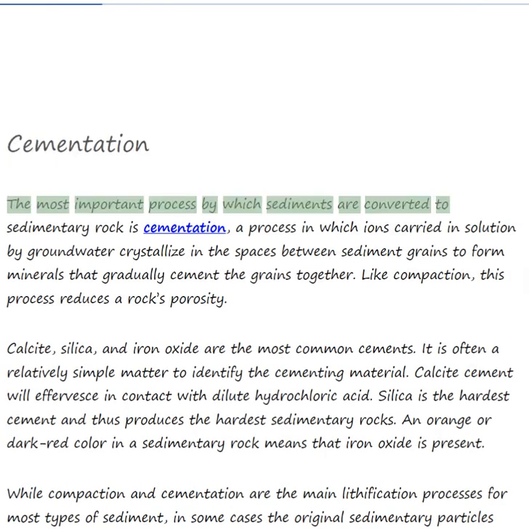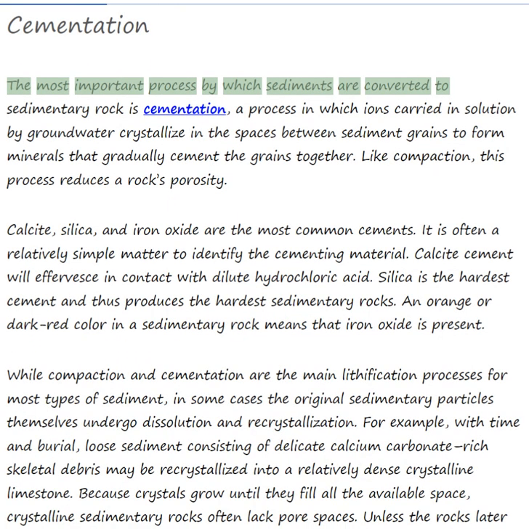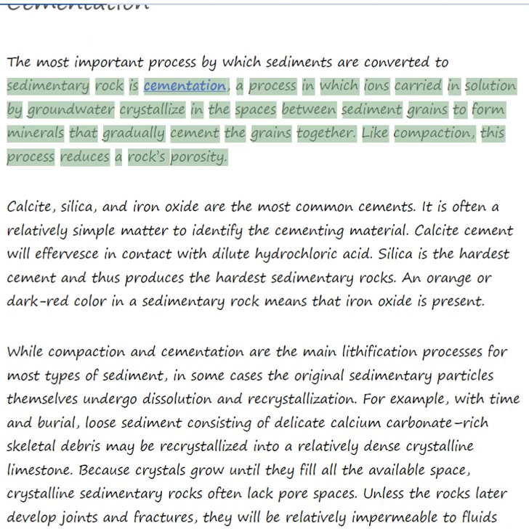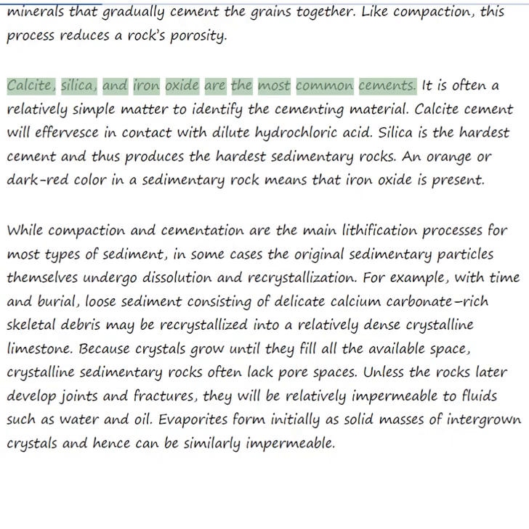Cementation. The most important process by which sediments are converted to sedimentary rock is cementation, a process in which ions carried in solution by groundwater crystallize in the spaces between sediment grains to form minerals that gradually cement the grains together. Like compaction, this process reduces a rock's porosity. Calcite, silica, and iron oxide are the most common cements.